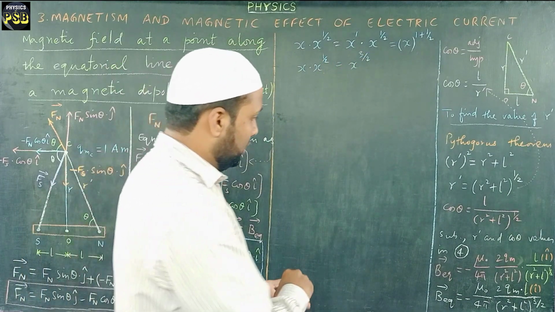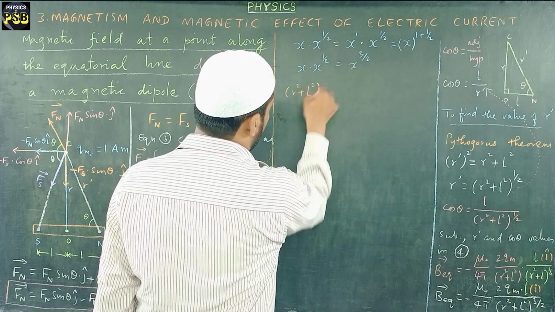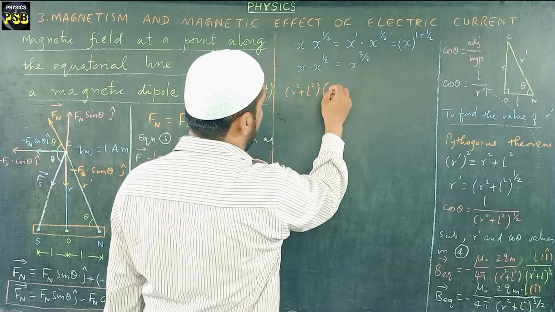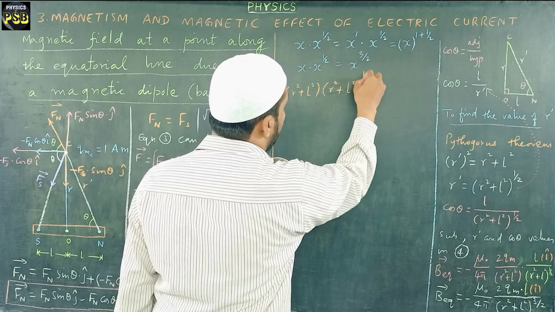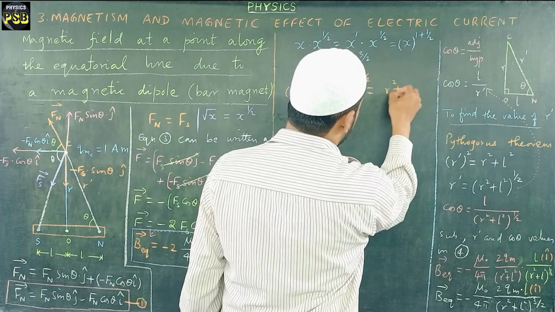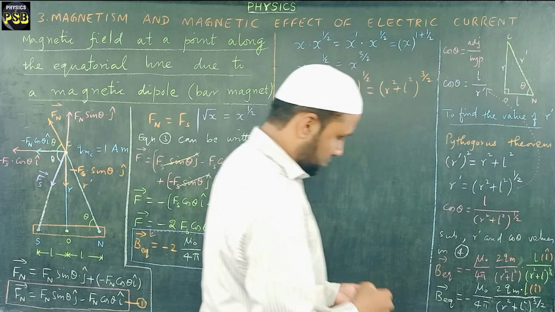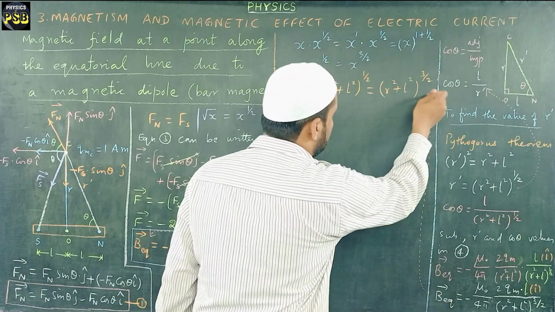Similarly, when R square plus L square is multiplied with R square plus L square power half, it is equal to R square plus L square power 3 by 2. This is how we have obtained this here.